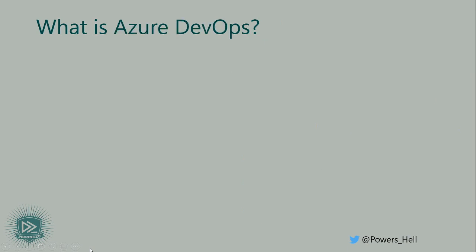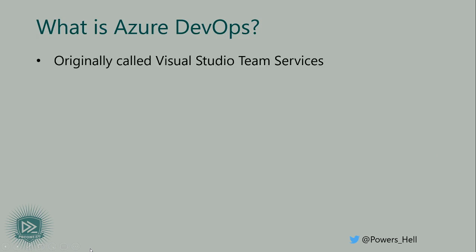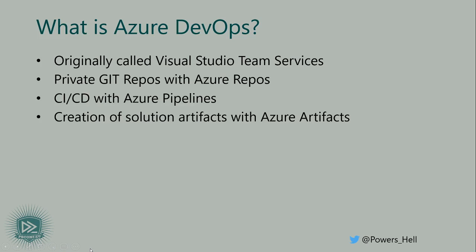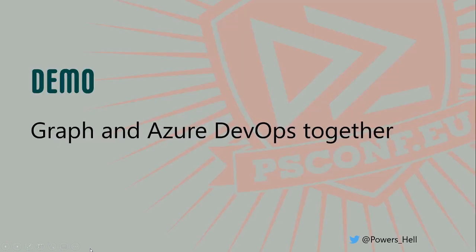Very good. Okay. What is Azure DevOps? Again, I'm sure we all know this at this point. It was originally called Visual Studio Team Services, or VSTS. It's a place where you can store private Git repos with Azure Repos. You can do CI/CD pipelines with Azure Pipelines, and you can create and store artifacts with Azure Artifacts. So there's a lot of double naming here. It's doing DevOps in DevOps, putting repos in repos, pipelines in pipelines, and artifacts in artifacts. I hope someone's got a sense of humor with that one, because I love it. DevOps in DevOps.